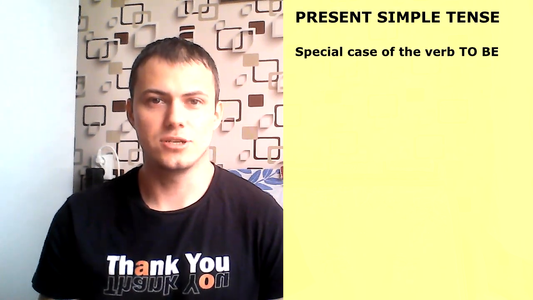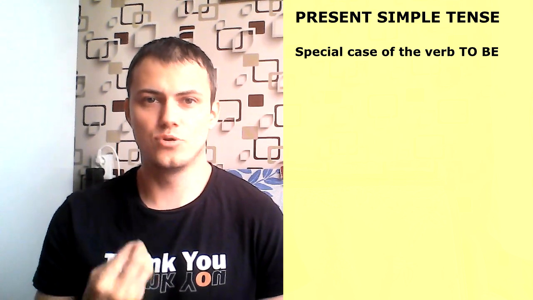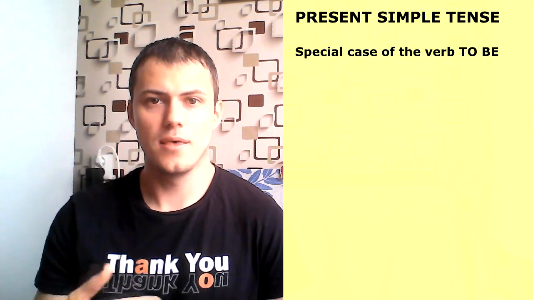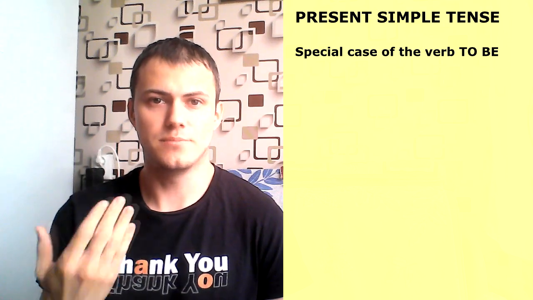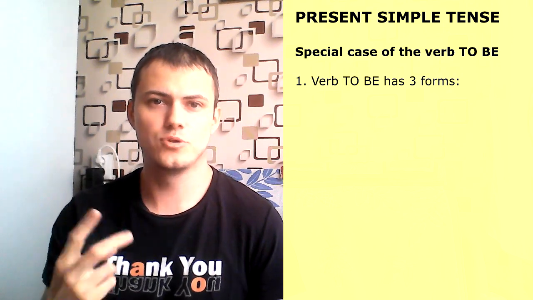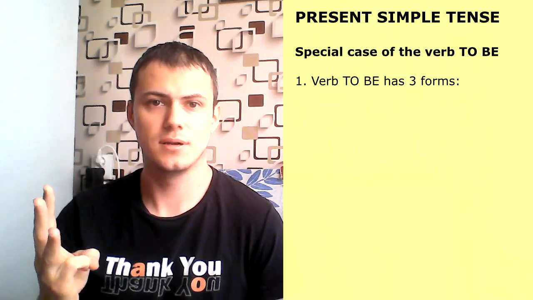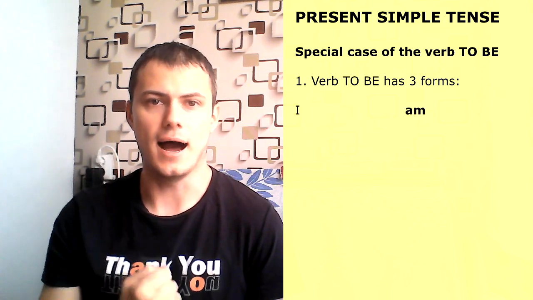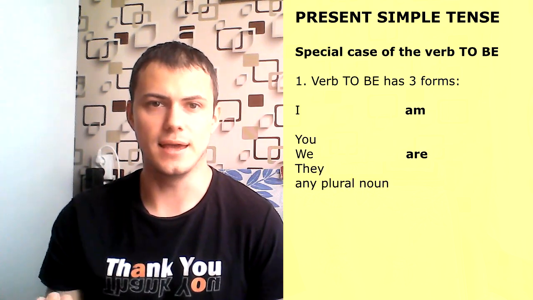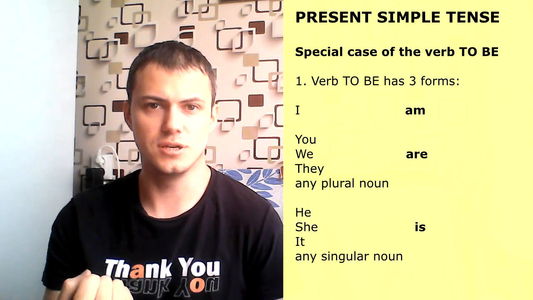Please pay attention to the special case of the verb to be. The verb to be has two important differences from the other verbs in present simple tense. First, the verb to be has three forms depending on the subject in the sentences. I am, you, we, they are, it, he, she is.